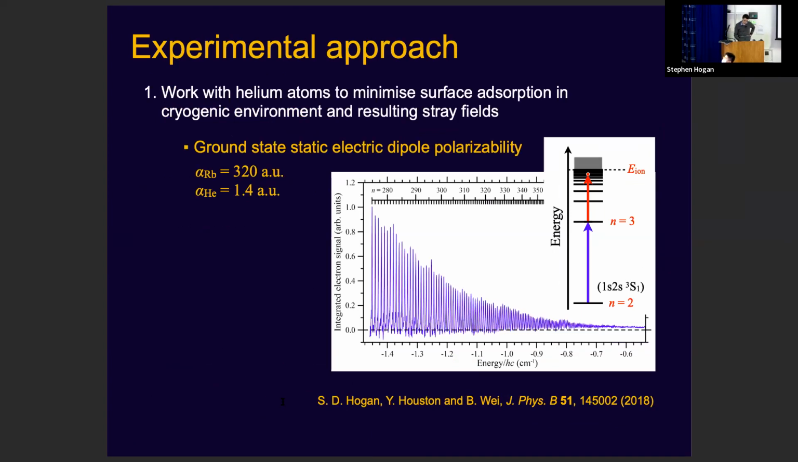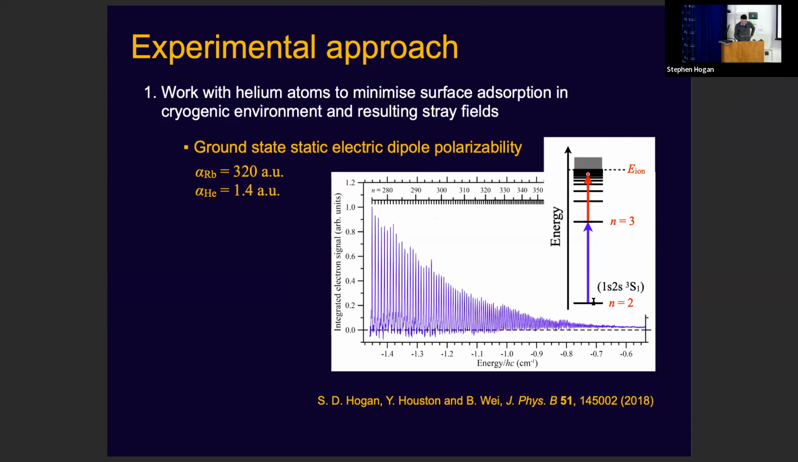Okay, so we've taken a few steps to try to deal with these problems about stray electric fields. The first is that we decided we should pick an atom that doesn't cause big problems with surface adsorption. So we chose to do these experiments with helium. Helium has a ground state electric dipole polarizability of about 1 atomic unit, and rubidium is about 300. So this reduces sticking on these cold surfaces, and if sticking does occur, it reduces the fields that are generated because of it. This has been beneficial to us in some way.